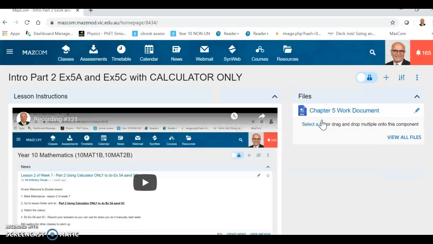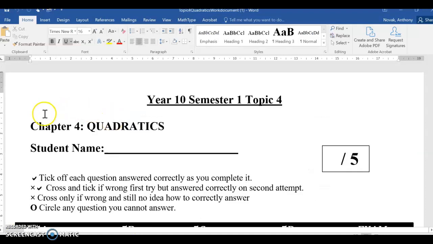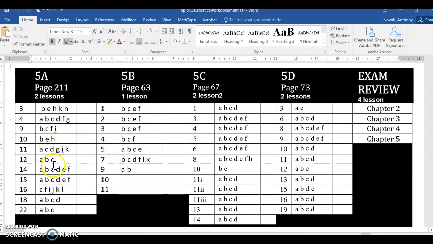What we need to do is work with our work document. If you go into the work document, I want you to do question exercise 5A, all of those, yes, all of those with your calculator. Be surprised how quickly you'll get through. And the same with exercise 5C. For instance, I will show you one of the hardest ones and how easily this can be done with our calculator. Record your answers so that you can then use them as your answers when we come back to these exercises and do them manually.